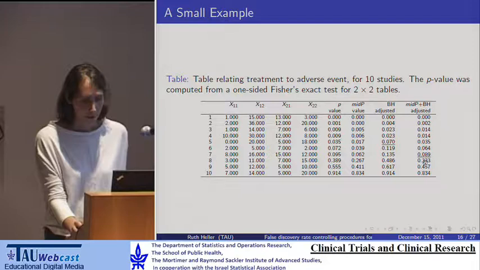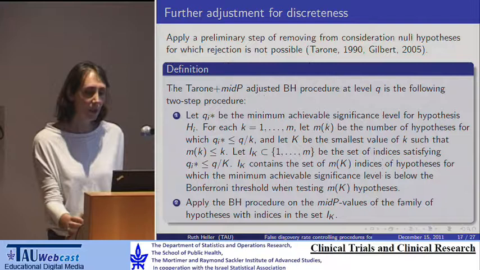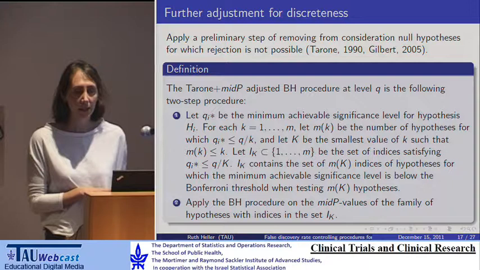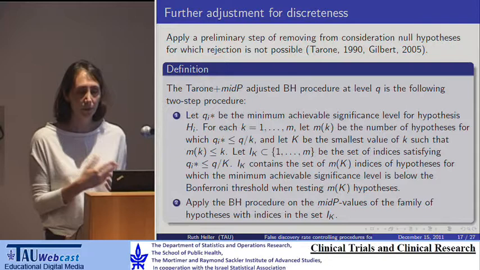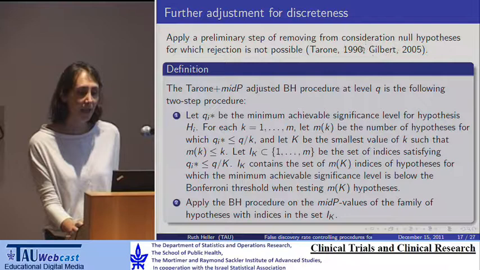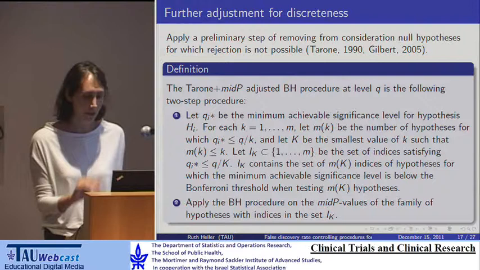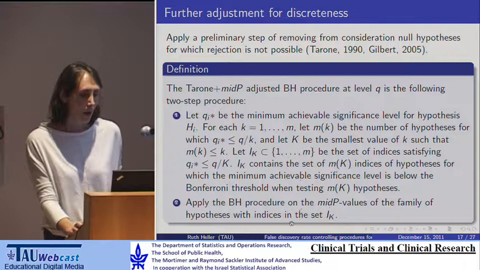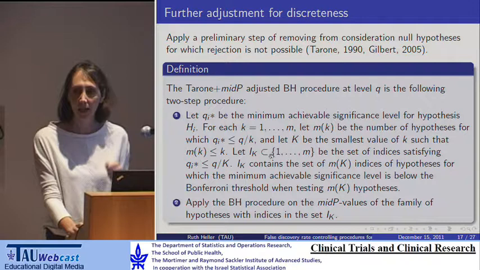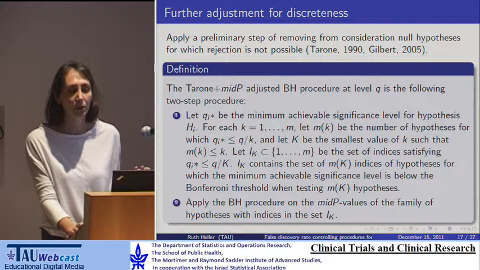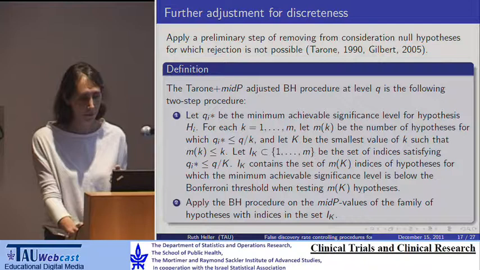There can be further adjustment for discreteness. One suggestion that was originally given by Tarone in 1990 is to first eliminate those hypotheses that have no chance of being rejected. And this suggestion was also applied in an FDR setting by Gilbert in 2005. So basically, before you even look at the data, so you haven't compromised the validity of your procedure yet, you look at what is the smallest p-value that the test can actually achieve. And if it is larger than a certain amount, then you decide, well, I'm not even going to consider it for testing, so I'm not going to pay for the multiplicity of that test.